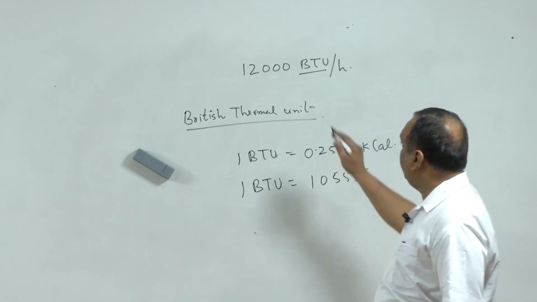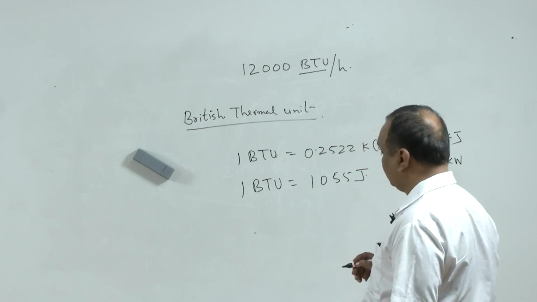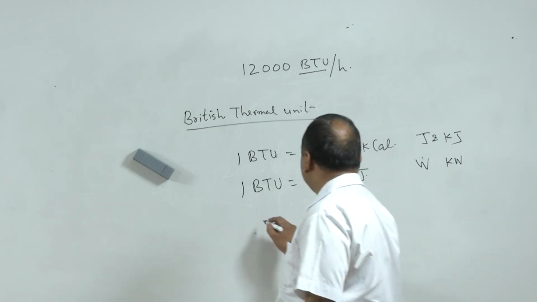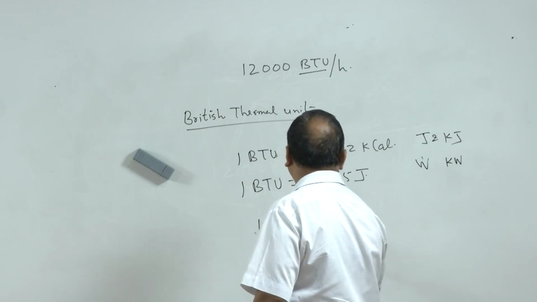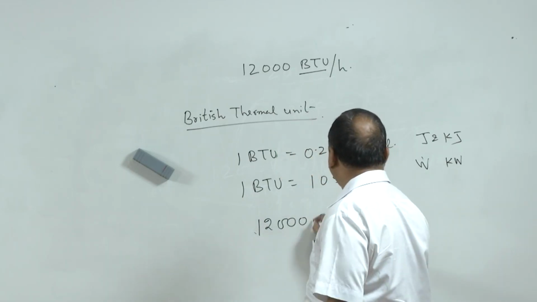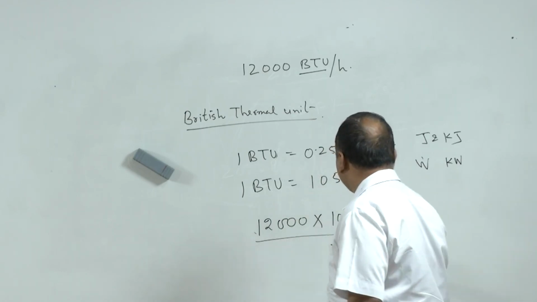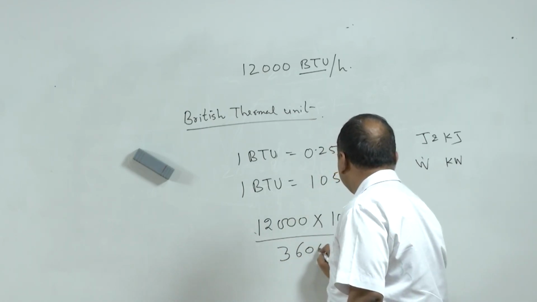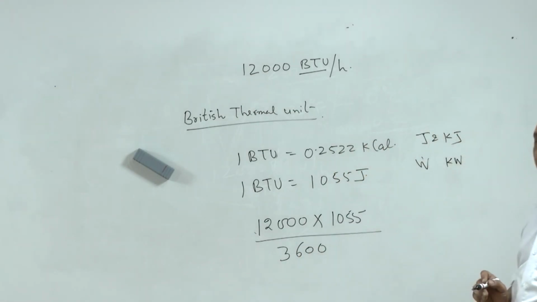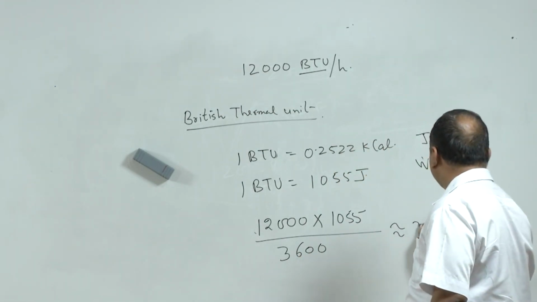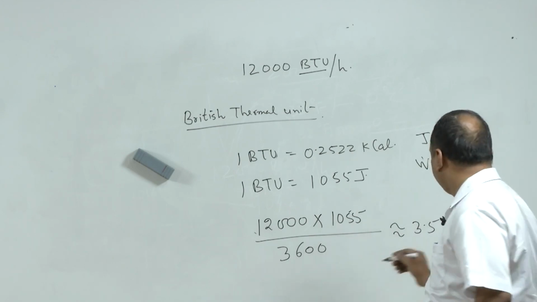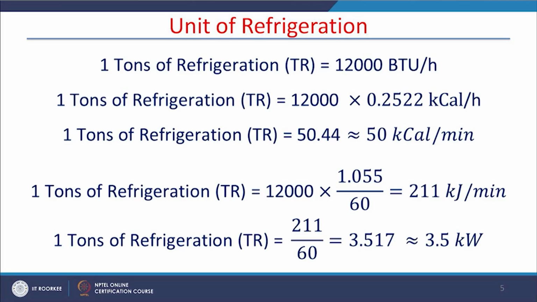Now if we have 12,000 BTU per hour, and we multiply this 12,000 by 1055 per hour divided by 3600, what are you going to get? The approximate value of 3.5 kilowatt. So the heat transfer rate or heat extraction rate of 3.5 kilowatt is equivalent to 1 ton of cooling.